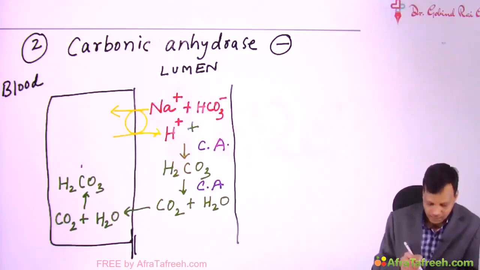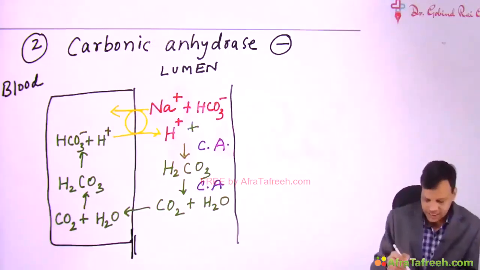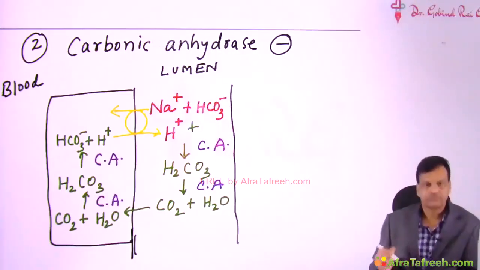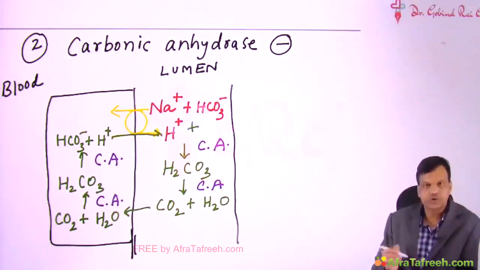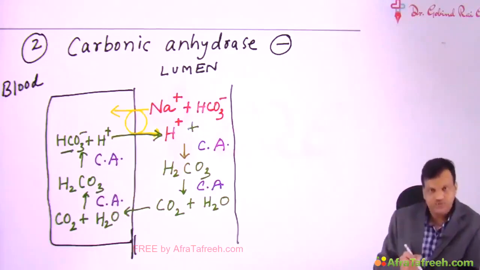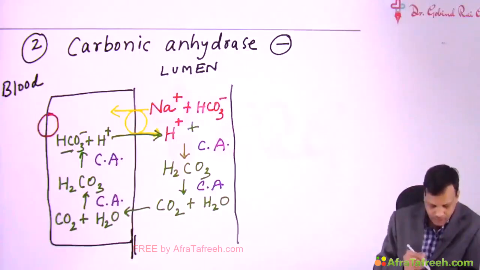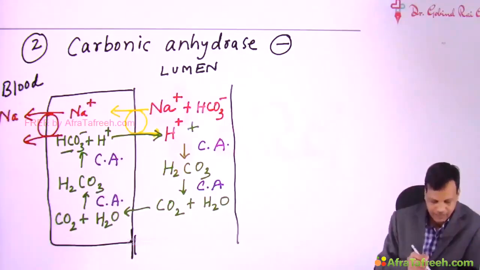This carbonic acid again breaks into bicarbonate and protons. Both these reactions are again catalyzed by carbonic anhydrase. The protons produced are exchanged with sodium via the sodium hydrogen antiporter, whereas the bicarbonate, along with the sodium which has entered from the sodium hydrogen antiporter, is transported to the blood with the help of another transporter, which transports sodium and bicarbonate. So sodium and bicarbonate enter the blood.